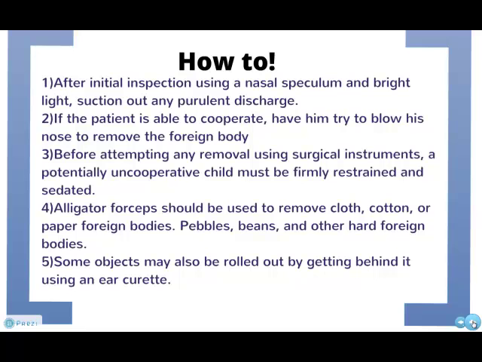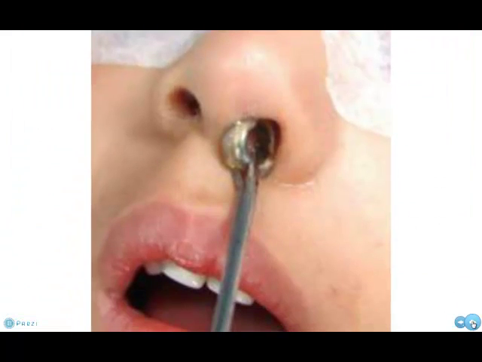Alligator forceps should be used to remove cloth, cotton, or paper foreign bodies. Pebbles, beans, and other hard foreign bodies also need to be removed with alligator forceps. Some objects may also be rolled out by getting behind them using an ear curette. And here is a picture of an ear curette.